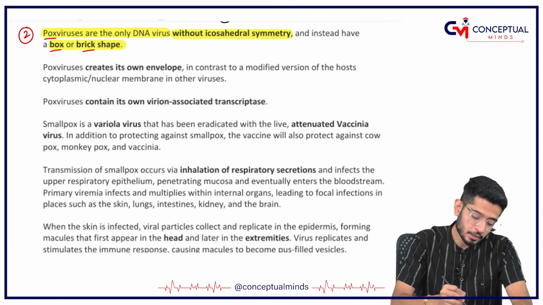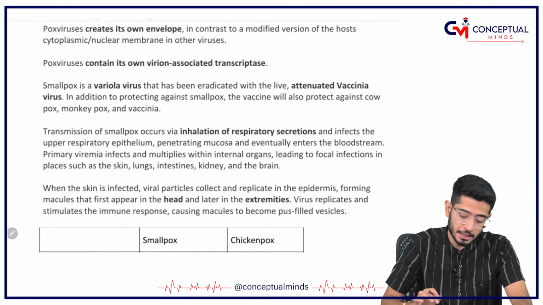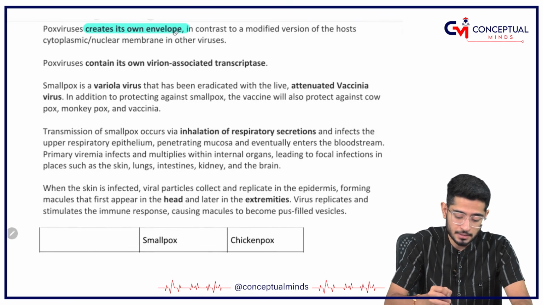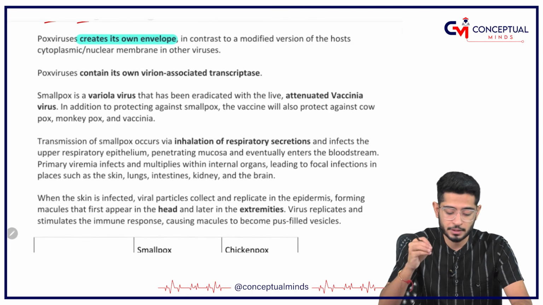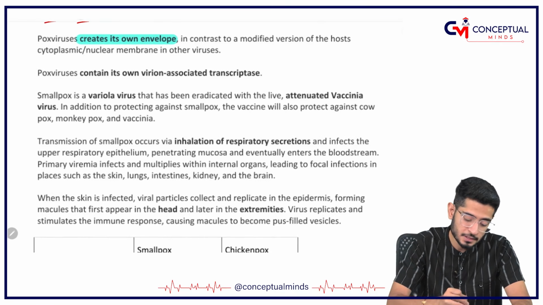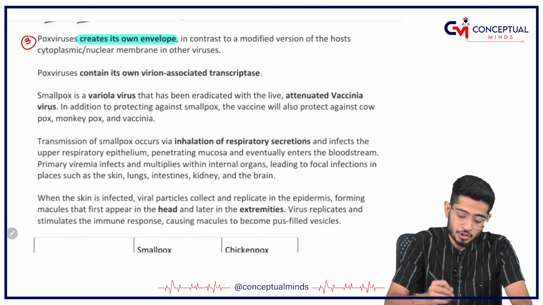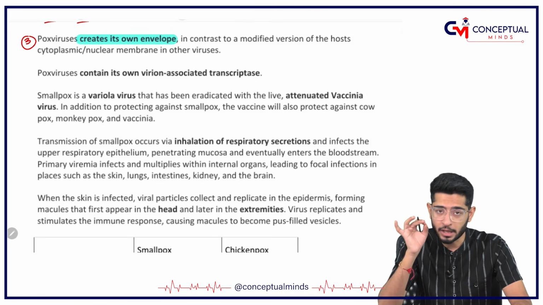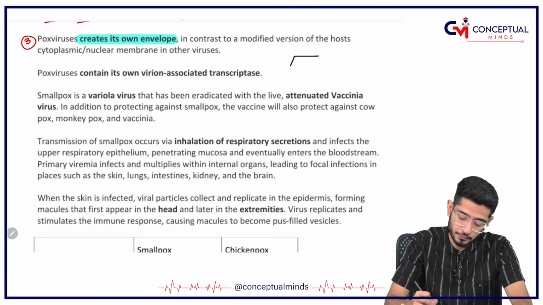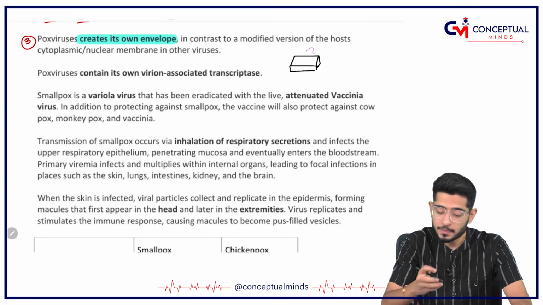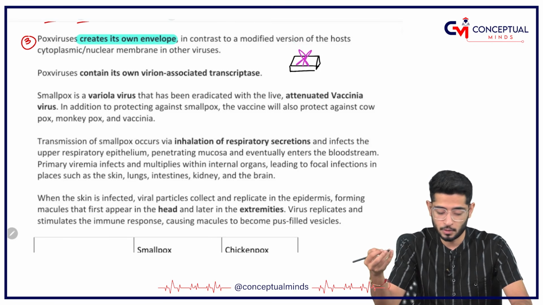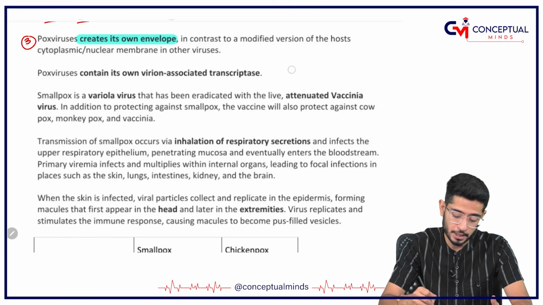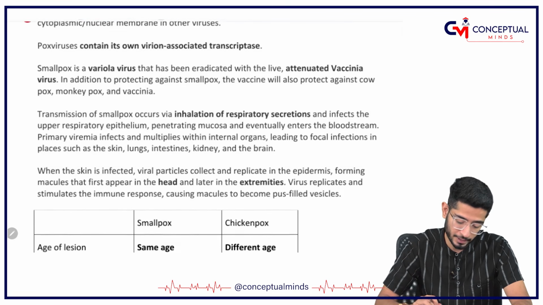Okay, good. Now coming to a very important point for pox: it creates its own envelope. Pox virus has its own envelope, in contrast to a modified version of the host cytoplasmic or nuclear membrane in other viruses. So this is the third exception of pox. How I used to remember it: this is a pox virus, just like a box. So this box has its own envelope, right? So pox virus has its own envelope. This is the third important thing of vital importance.